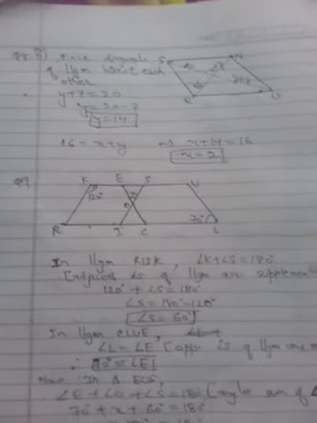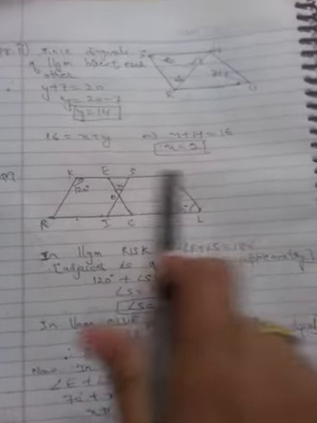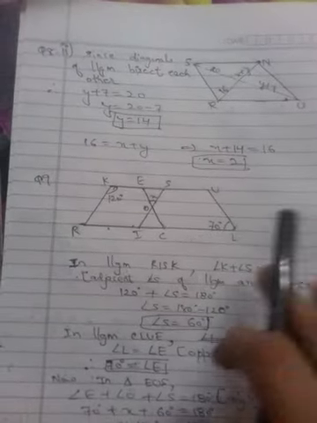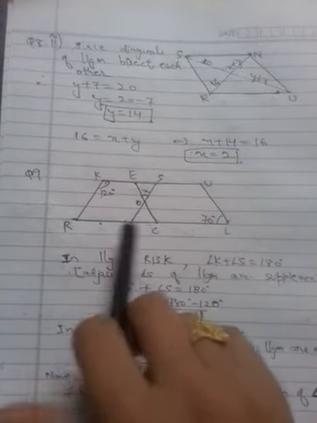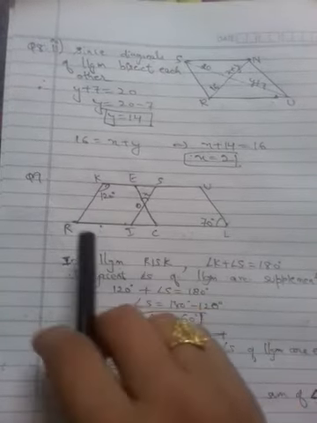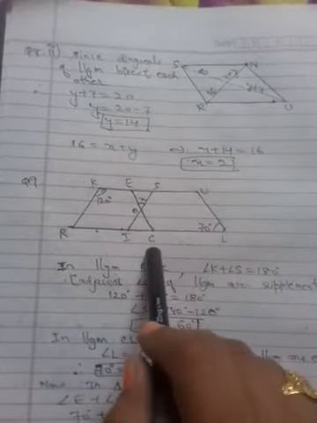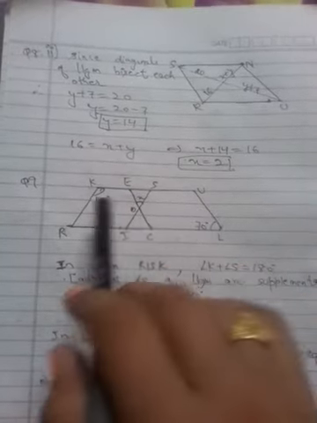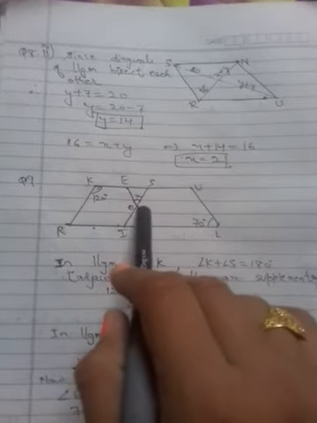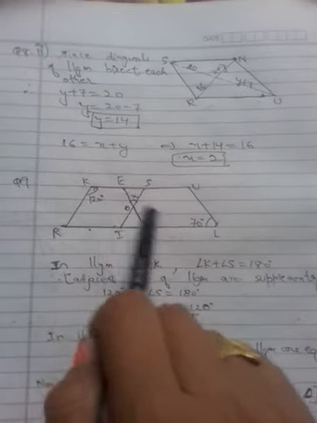Next is question number 9. In question number 9, this figure is given to us, and we have to find the value of x. There are two parallelograms given: RISK, R-I-S-K, parallelogram, and CLUE parallelogram, C-L-U-E. Now since both of these are parallelograms, and with the help of this figure we have to find the value of x, we will use the properties of a parallelogram.